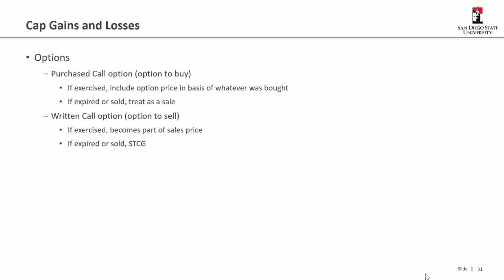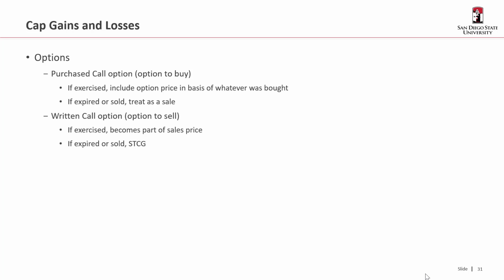So if you pay $2 to buy stock at $30 and then later you exercise that option, in fact purchase the stock for $30, your basis would be $32, which is the price of the stock plus the price of the option. If, on the other hand, that option is allowed to expire or you sell it, then you simply treat it as a sale. If it expires, you treat it as a sale where the amount realized is zero.